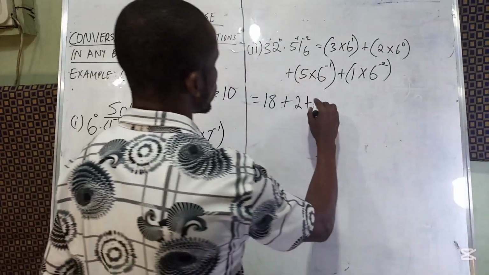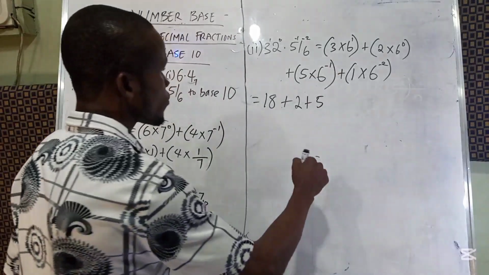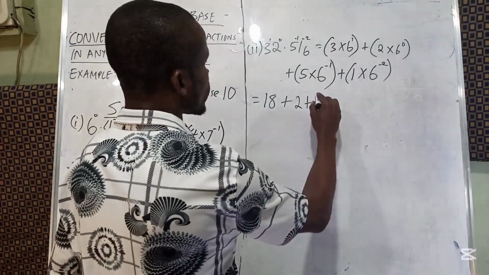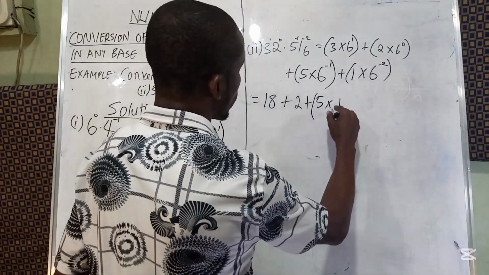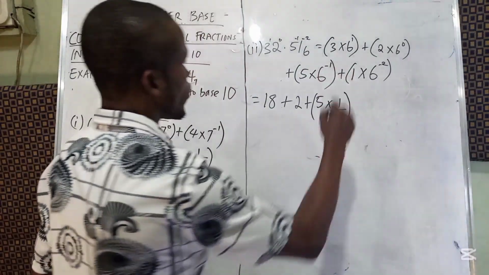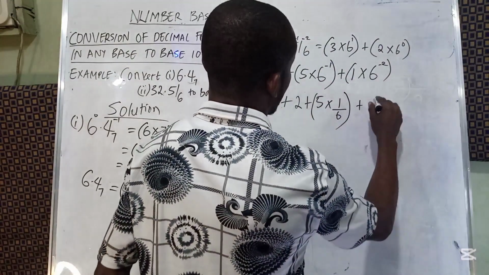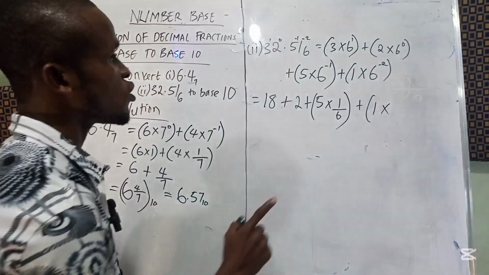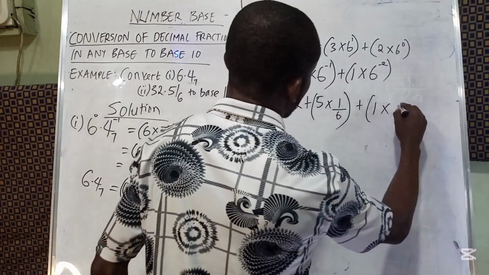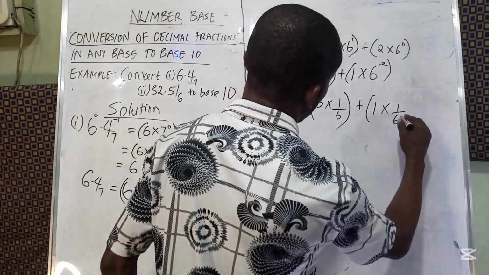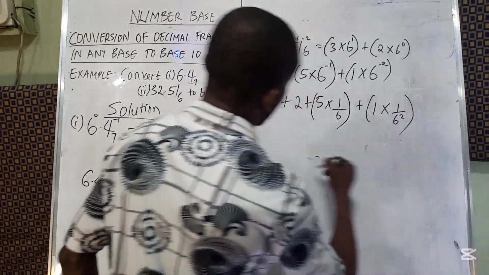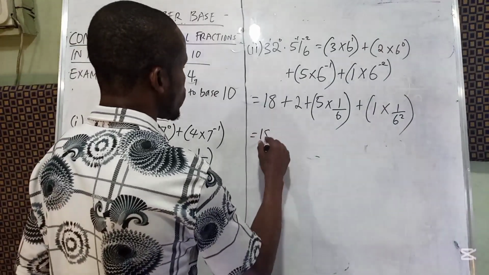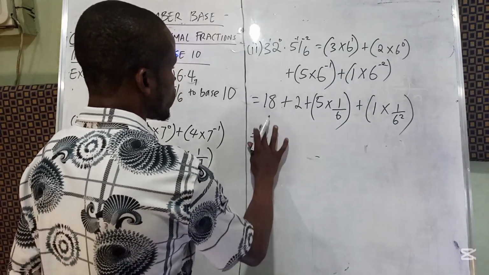Now 5 times, remember from our negative index, 6 to the power of negative 1 implies 5 times 1 over 6. All right, plus this becomes 1 times, remember, from our negative index, 6 to the power of negative 2 will now be 1 over 6 square, which is what? 36. Right? So this equals to 18 plus 2 is 20.